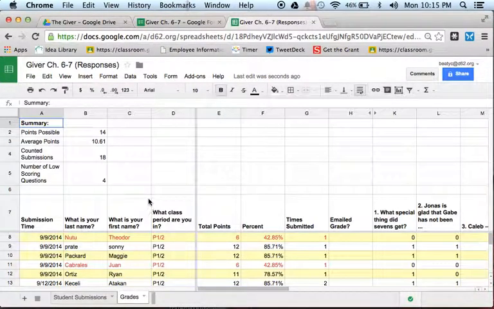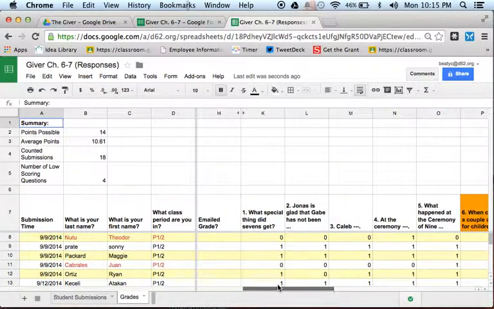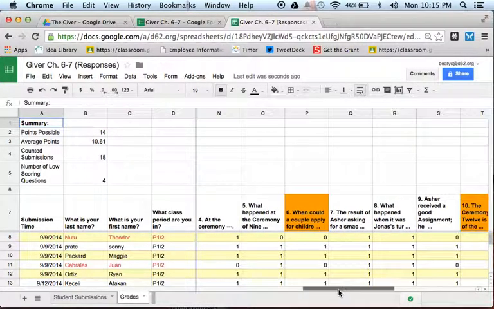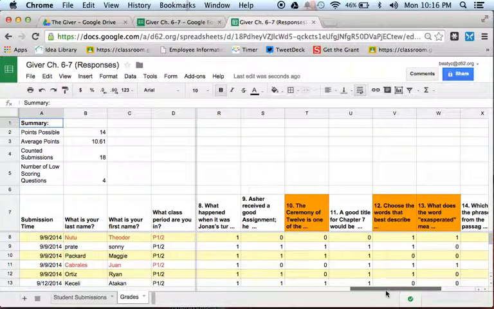And now down here at the bottom, you see the kids and what their total points were and what their percentage is. And you can scroll across and you can see whether they got the questions right or wrong by how many points are underneath.